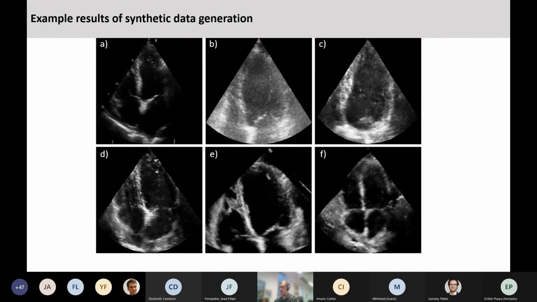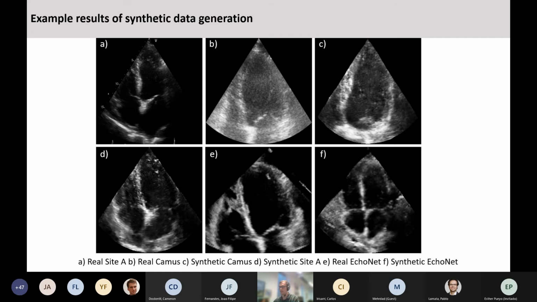These are some of the results of the synthetic data generation. These are 6 images. I'll let you guys take a look and see if you can figure out which ones are real and which ones are fake. If you're familiar with echocardiography images, you can probably tell. If not, you might not be able to.